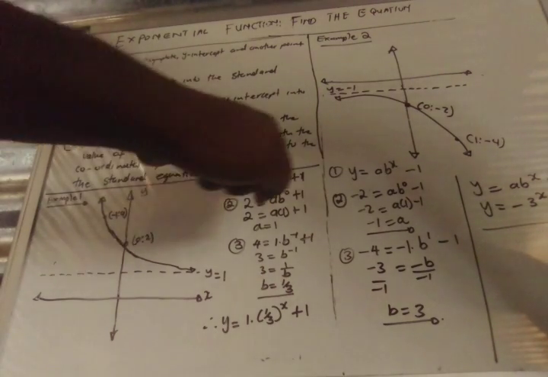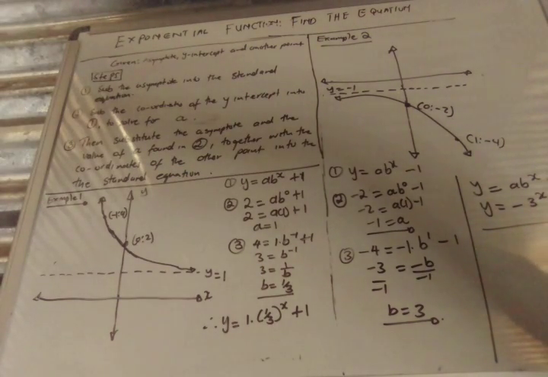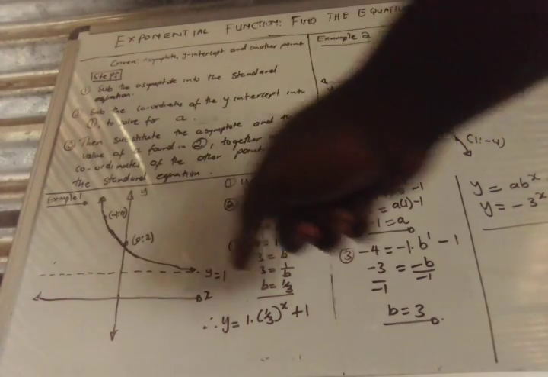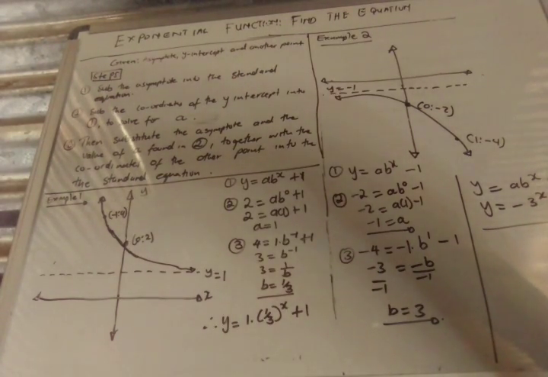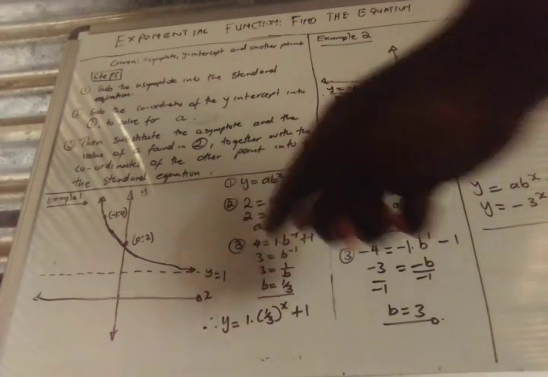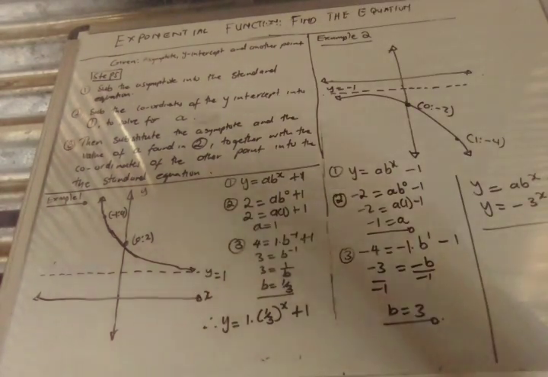From step 1 we have this equation, y equals a b to the power x plus 1. We substitute the coordinates of the y-intercept, which are 0 and 2, so y is 2, we put 2, and x is 0, we put 0 there. So we'll have 2 equals a times b to the power 0. Anything to the power 0 is 1, and a times 1 is just a. So we solve for a: we take this 1 to the other side, and we have a equals 1. Now we are done with step 1 and step 2.